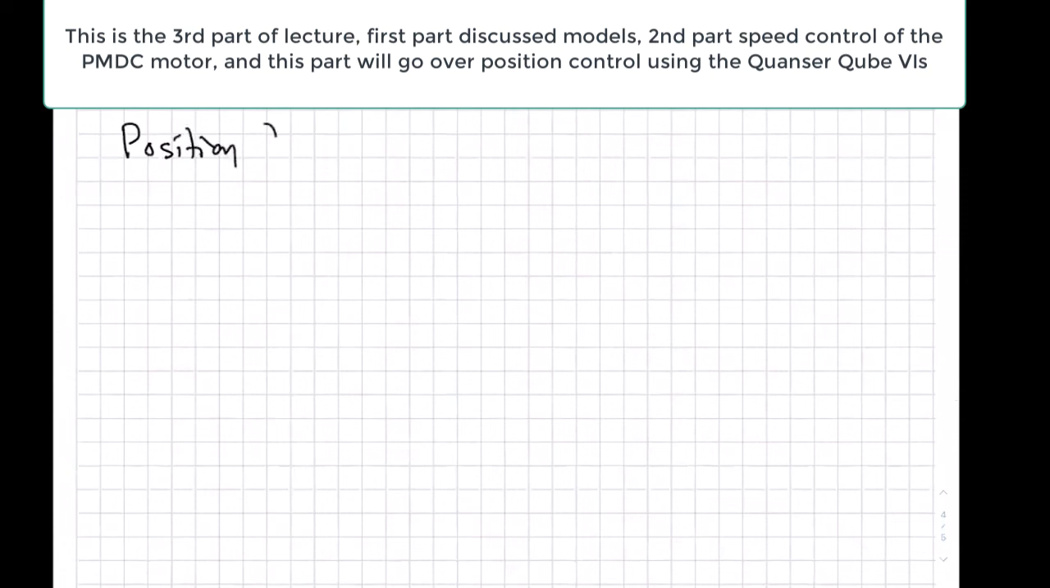Position control. So the first one, it's easy enough that you can pull down that little template and build it yourself. The second one, with the position control, how are we going to do that?